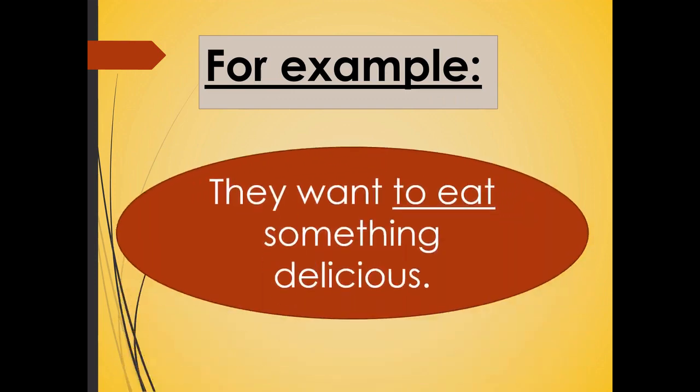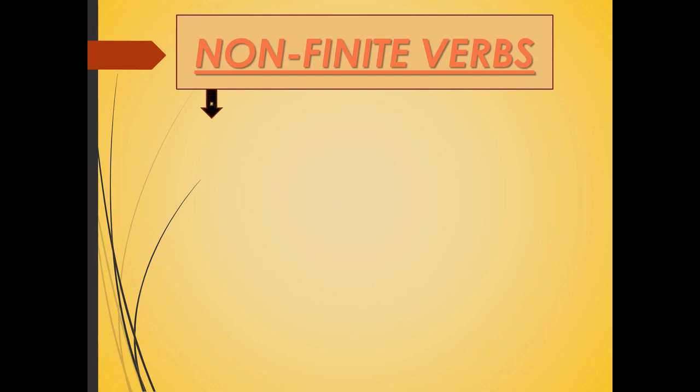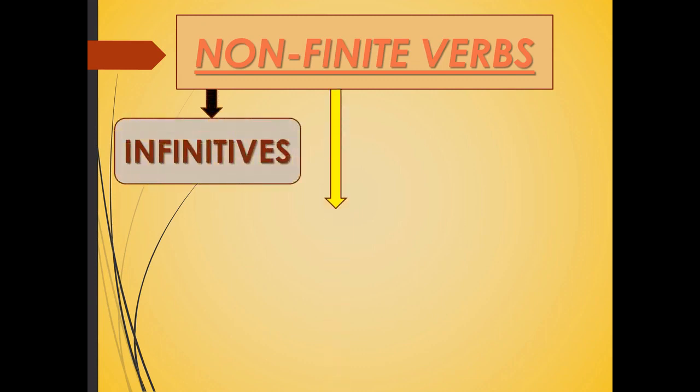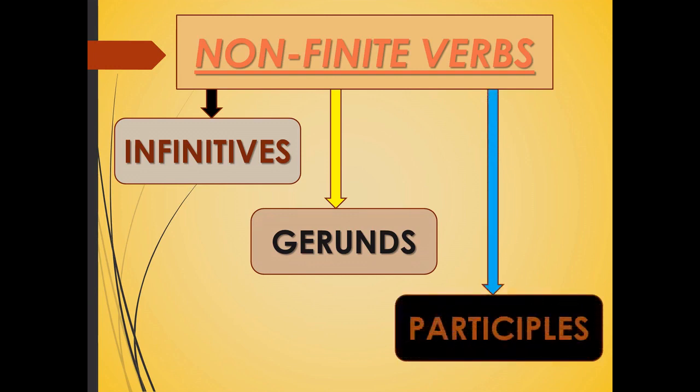For example, they want to eat something delicious. So here, want is a main verb, that is a finite verb. To eat is a non-finite verb because it is not changing according to number or person of the subject. And they is here the subject. There are three kinds of non-finite verbs: infinitives, gerunds, and participles.